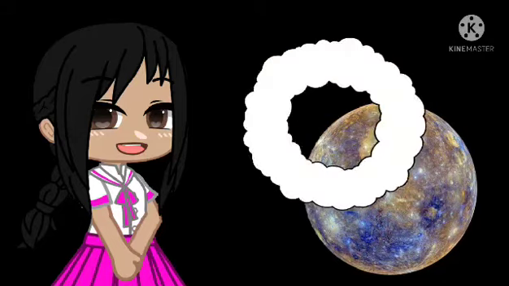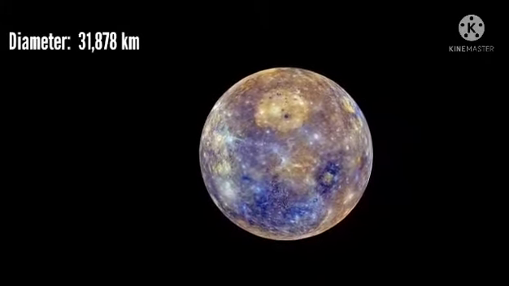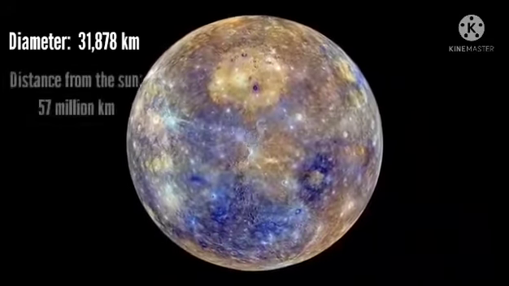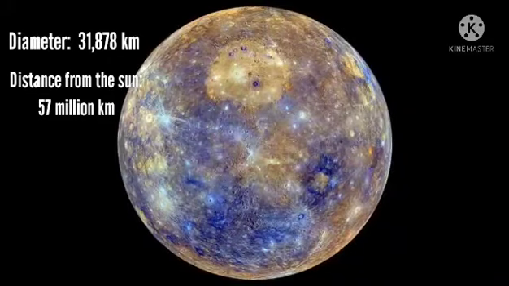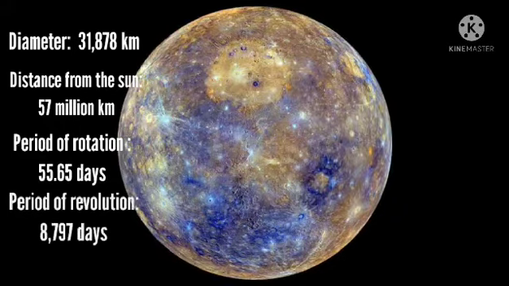170 degrees Celsius. Diameter: 31,878 kilometers. Distance from the Sun: 57 million kilometers. Period of rotation: 55.65 days. Period of revolution: 8,797 days.